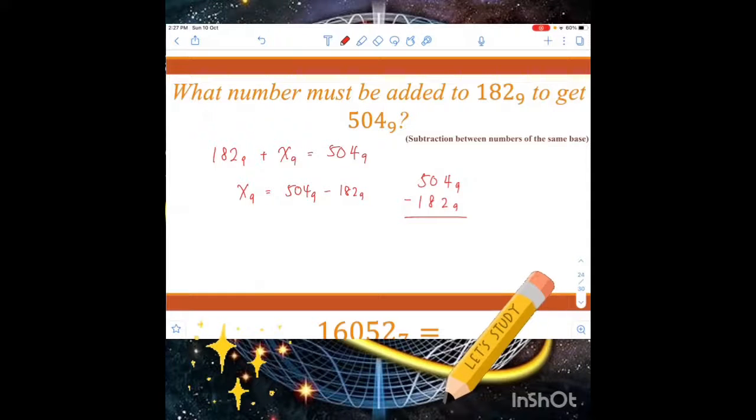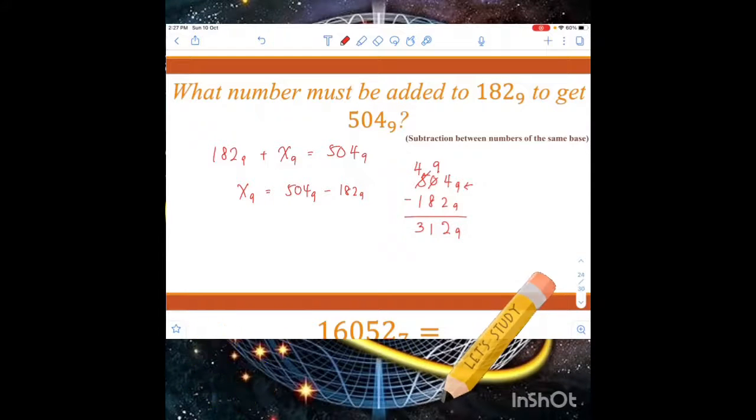So 4 minus 2 is 2. Very straightforward. Can 0 be minus 8 or not? Certainly cannot. So we need to borrow from the place in front. We borrow 1, so the remaining will become 4. Bear in mind that this one is a base 9 number. So when we borrow 1 to the lower place, it will become 9. 9 minus 8, so this one will become 1. So 4 minus 1, 3. So the answer is 312 base 9.